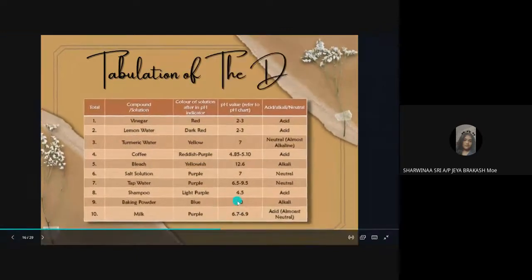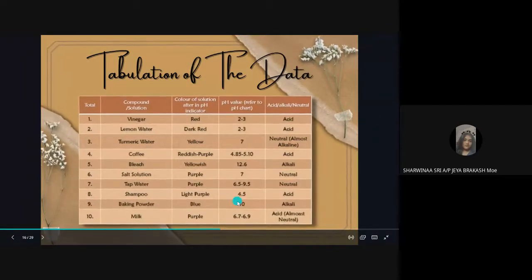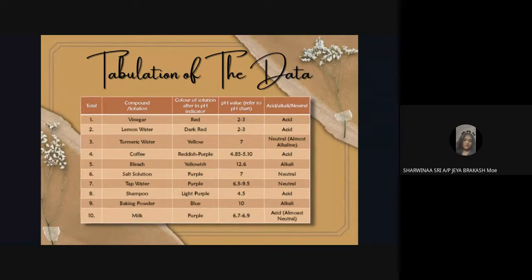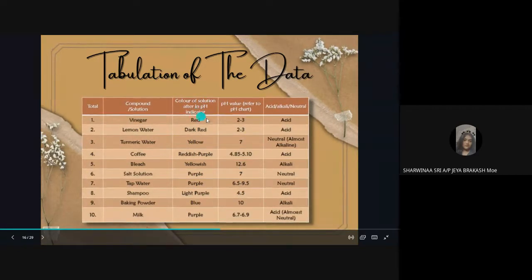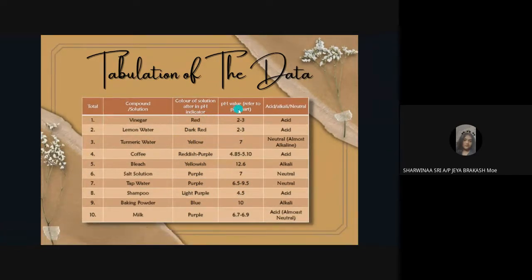So now, this is the tabulation of data which I typed out, the result of the experiment, which is the color of the solution after the pH indicator, the pH value that I refer to the pH chart, and to know whether it's acid, alkali or neutral.